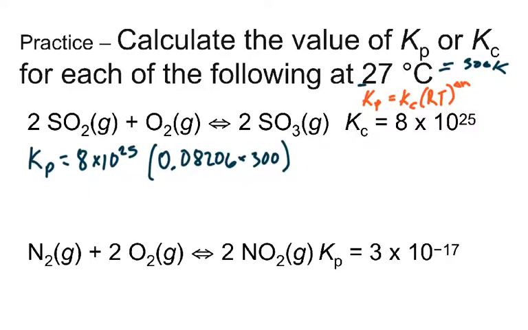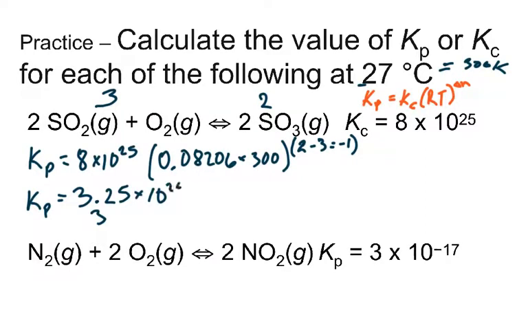And our delta N, we have 2 moles of gas on our product side. We have 3 on our reactant side. So 2 products minus 3 is -1. So our exponent there is going to be -1. So our Kp is going to be 3.25 times 10 to the 24th.